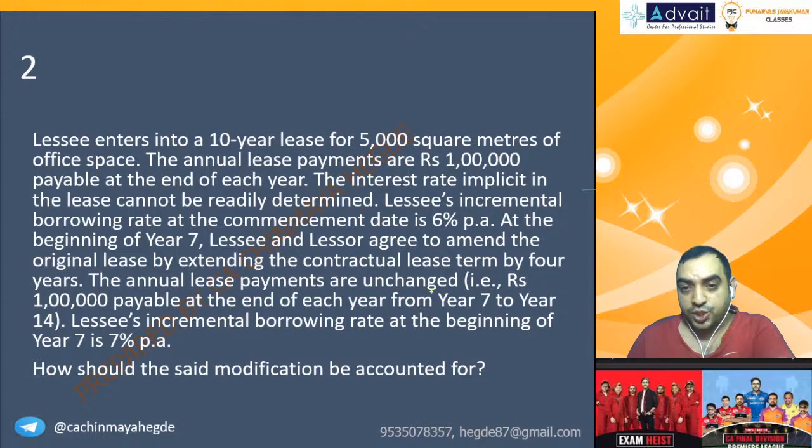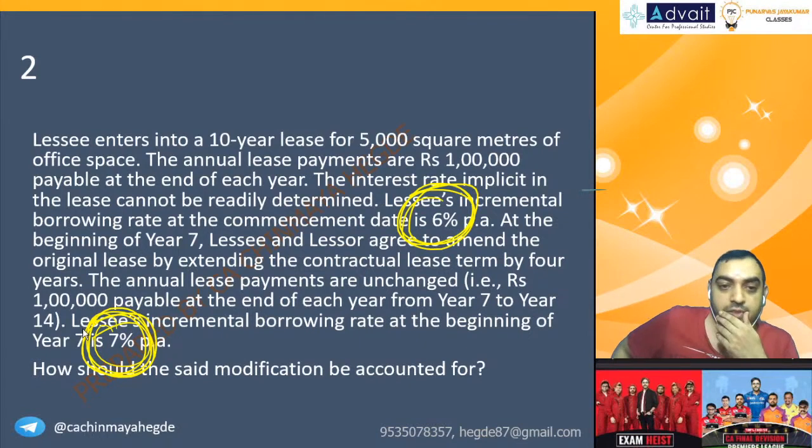Annual lease payments are unchanged: 1 lakh from year 7 to 14. So annual lease payment, no change. Lessee's incremental borrowing rate is 7%. Can you tell me, will you use 6% or 7% here for discounting the new liability at the beginning of year 7? Which one will you use? 6% or 7%?